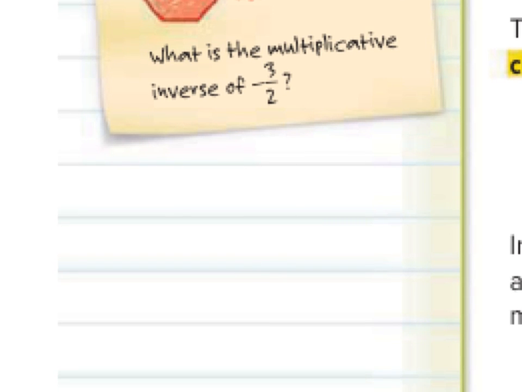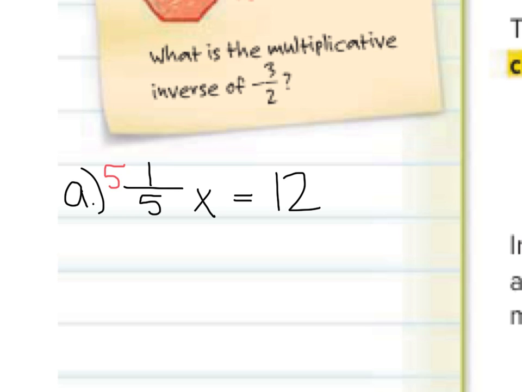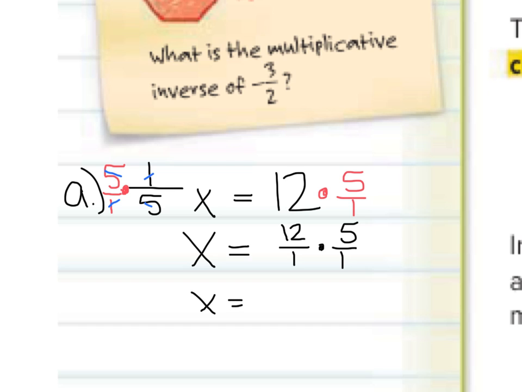So we'll have, for question A, 1/5 x equals 12. What we can do is multiply by the multiplicative inverse of 1/5, which is 5 over 1. And if we multiply by 5 over 1 on both sides, this cancels out, and we're left with x equals 12 over 1 times 5 over 1. Well, 12 times 5 is 60 over 1 times 1 is 1. And so our answer is x equals 60.